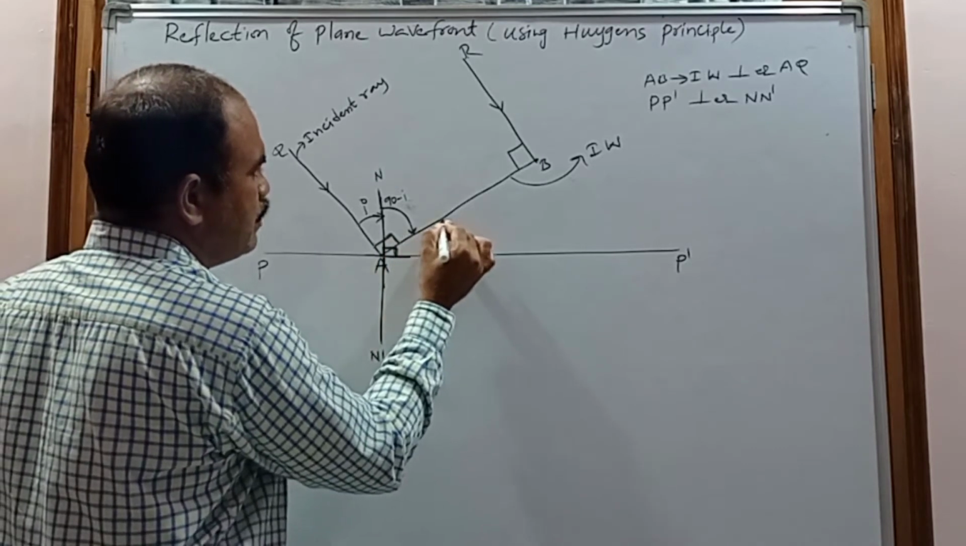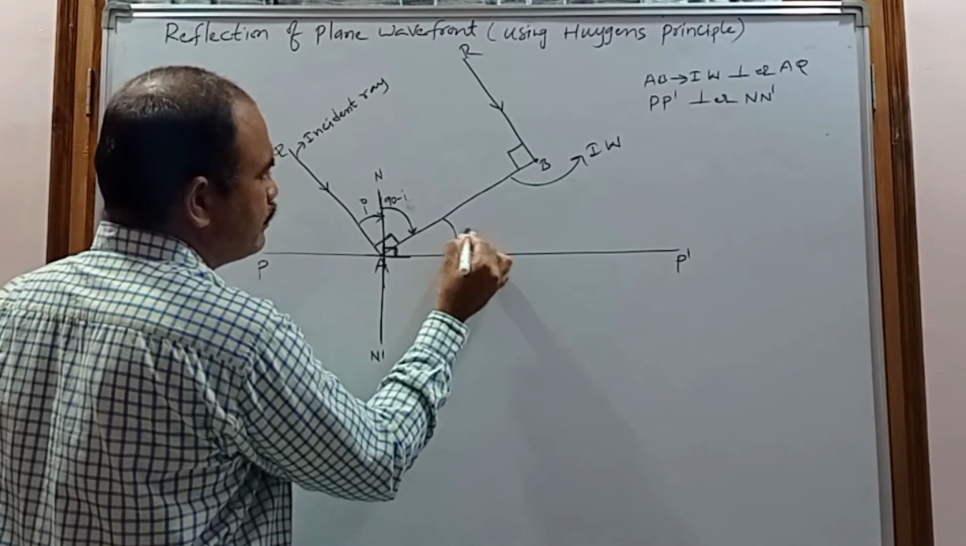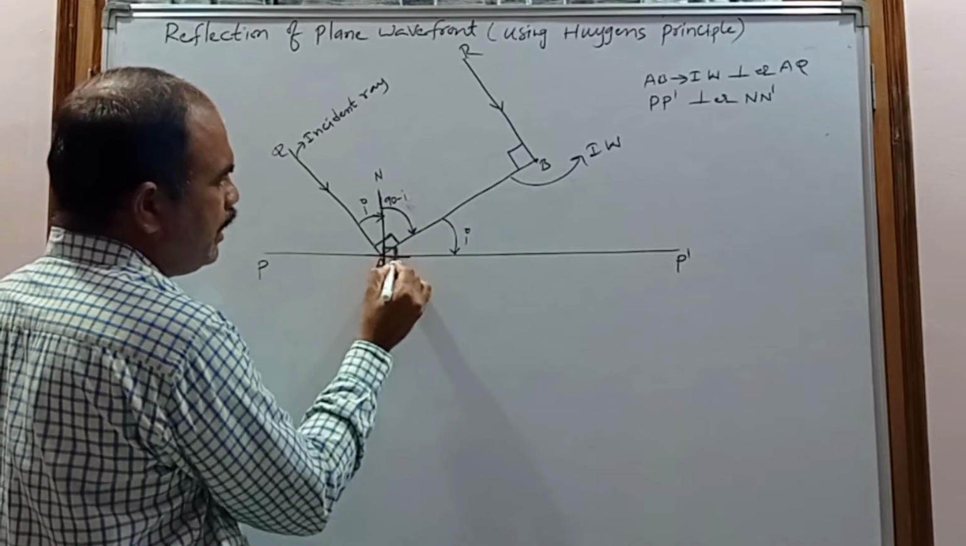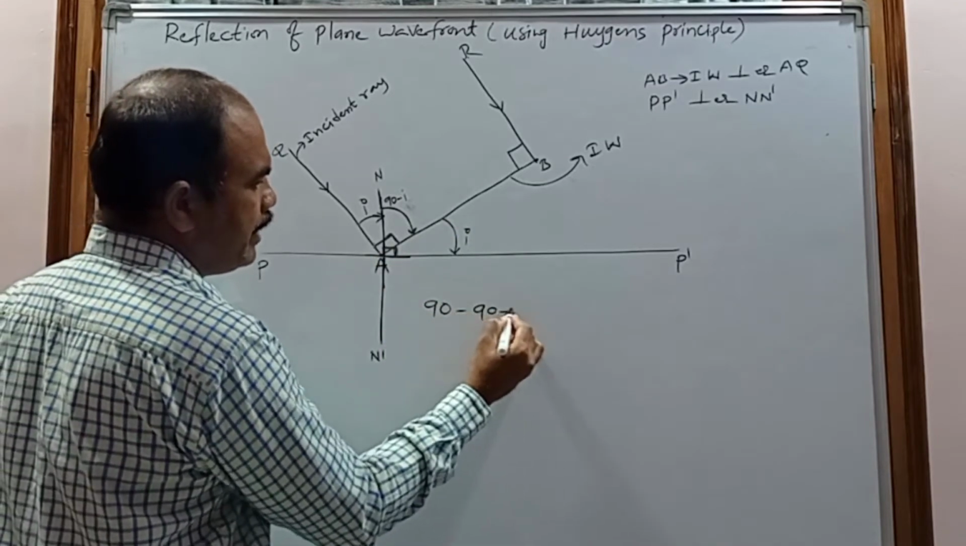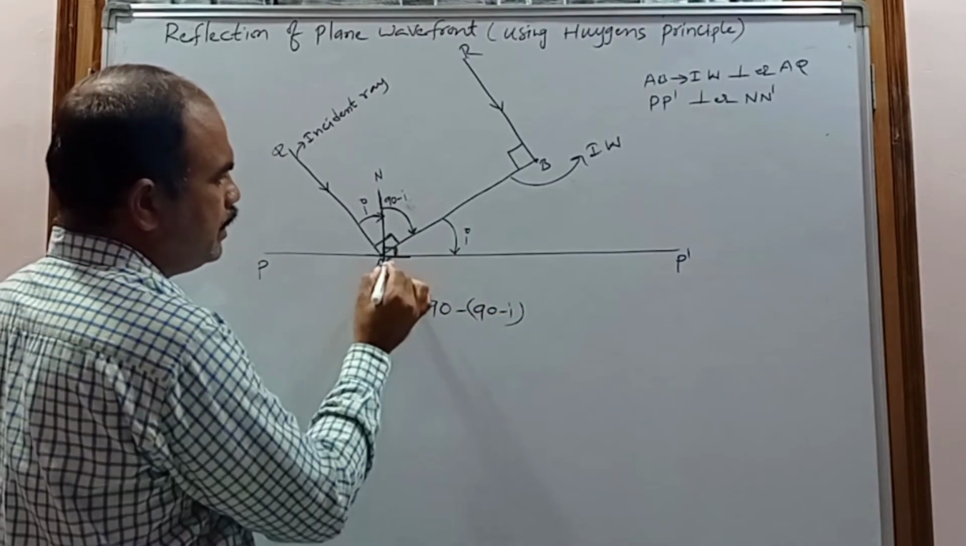Now this angle is how much? This angle will be i. So this is totally 90. From 90, when I subtract 90 minus i, it is 90.